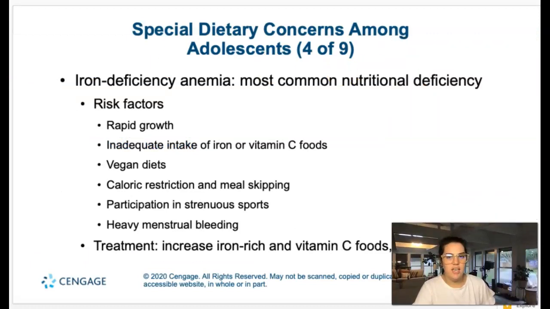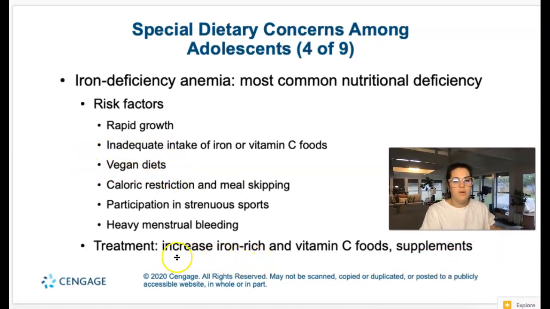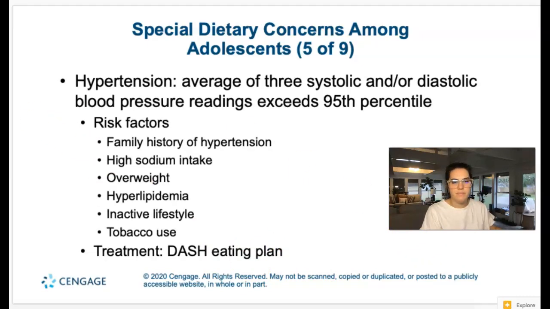Iron deficiency, again, is one of the most common nutritional deficiencies among adolescents. We want to really pay attention with this in women or female adolescents because of their menstrual cycle. But vegan athletes, or just vegans in general, can be at greater risk of developing iron deficiency. So again, we're going to recommend iron-rich foods and vitamin C foods because this can help with the absorption of iron, as well as supplements for iron.